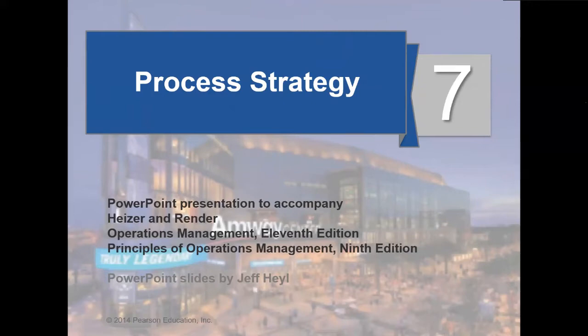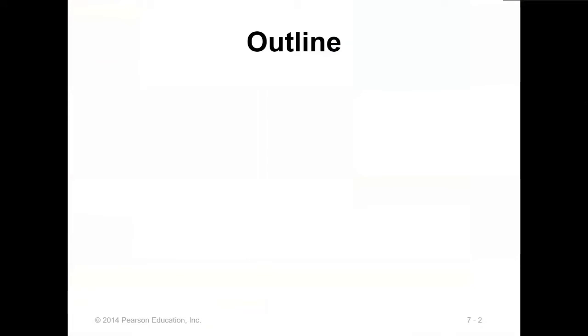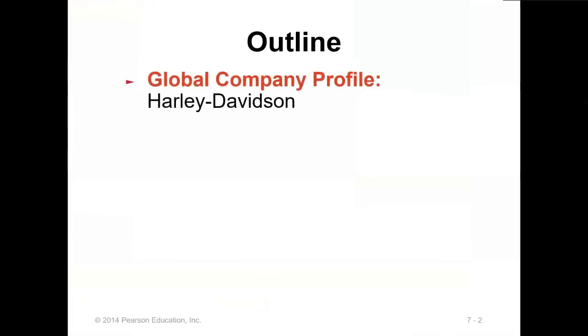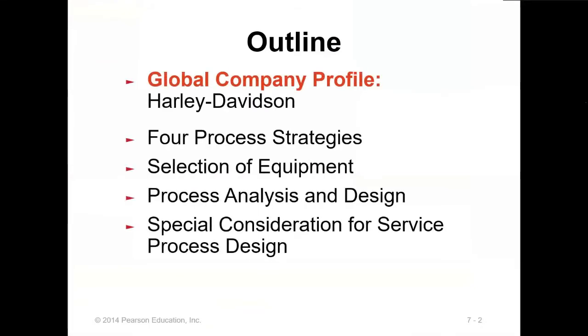So assuming we have a product, then what kind of process should we develop? So the book gives the example of Harley Davidson.